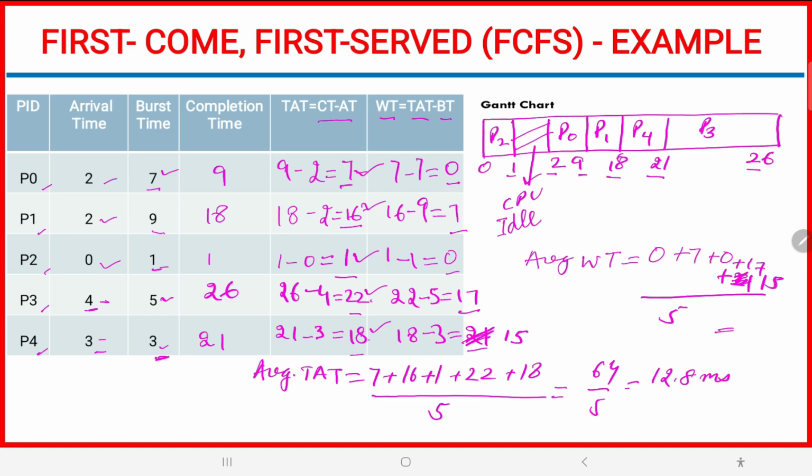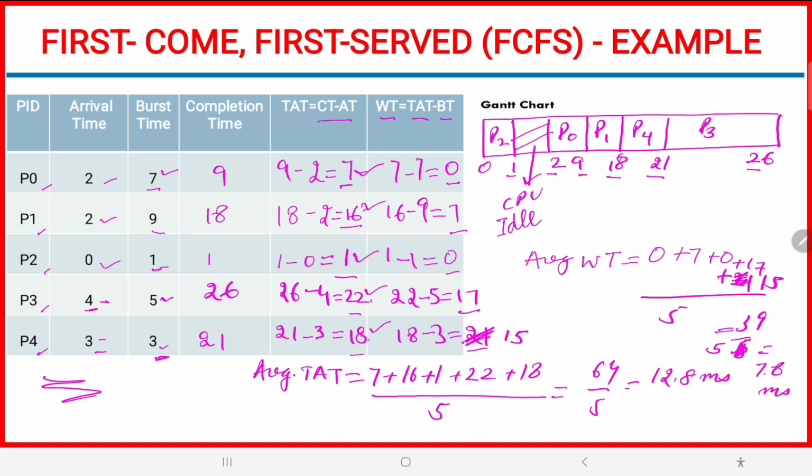So 17 plus 15 plus 7, this comes out to be 39. So 39 divided by 5, fine, and 39 by 5 comes out to be 7.8 milliseconds, which is the waiting time for the system shown in front of you. So now let's take another issue which is there with regard to first come first serve.